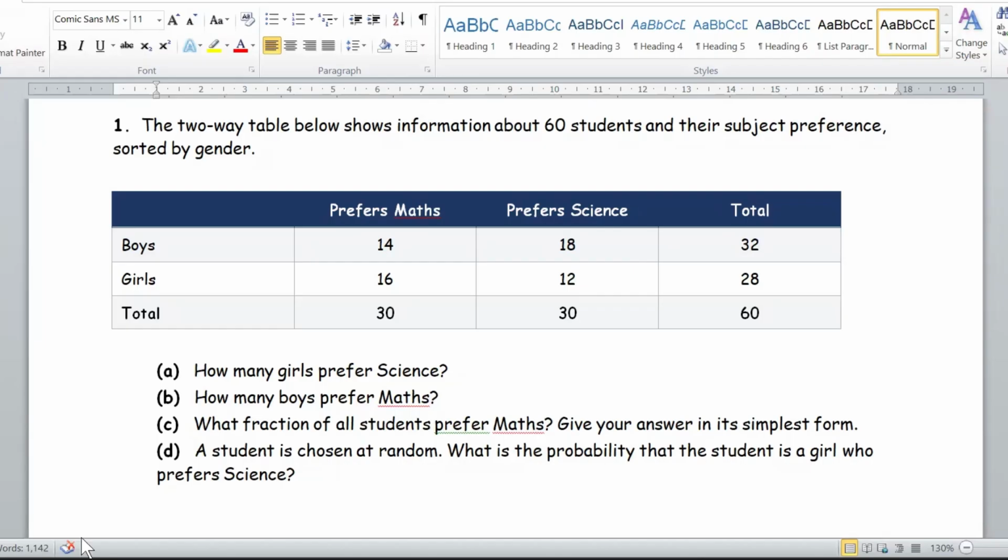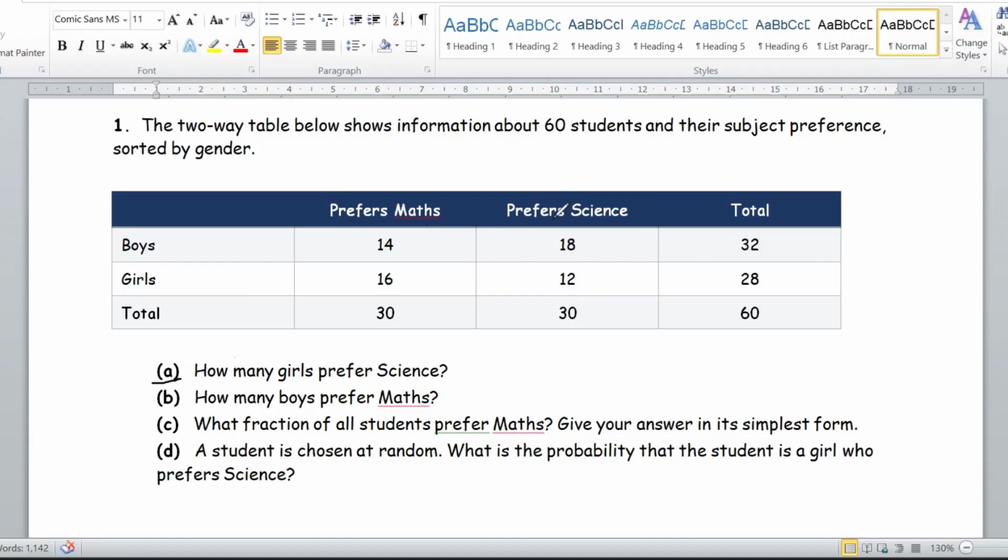So the question here says that the two-way table below shows information about 60 students and their subject preference sorted by gender. From the table we have boys that prefer maths, science, and the total, and we have girls as well. So let's move straight to the question. Question A says, from the table, how many girls prefer science?